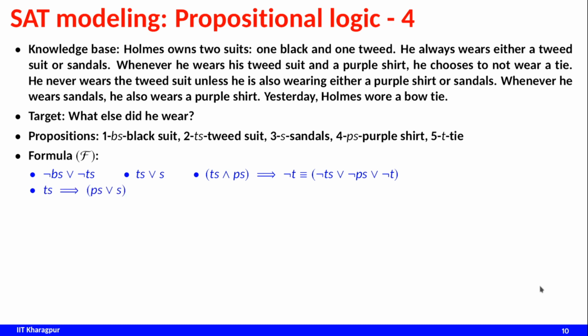TS implies PS or S, because he never wears the tweed suit. He also wears either a purple shirt or sandals. Then we can convert it into CNF. Whenever he wears sandals, he also wears a purple shirt. So S implies purple shirt, PS, and that we can convert into CNF. And Holmes wore a bow tie, so T is true also.